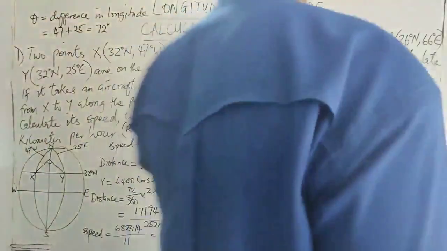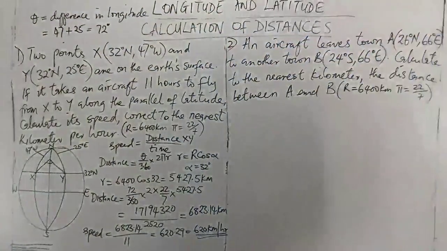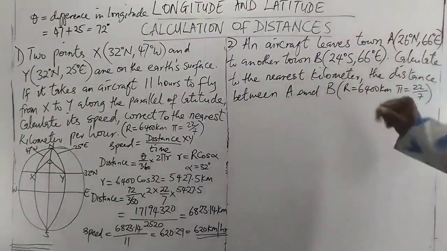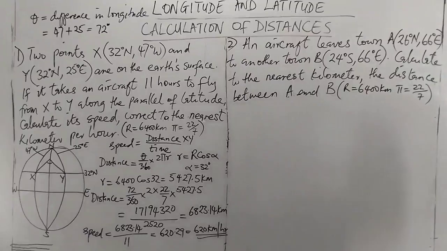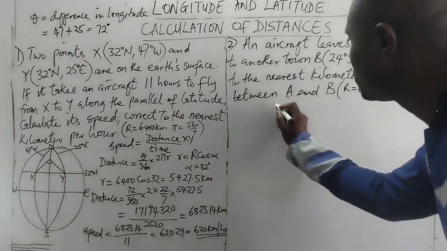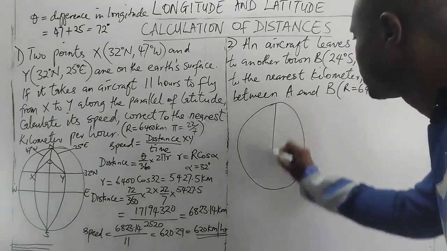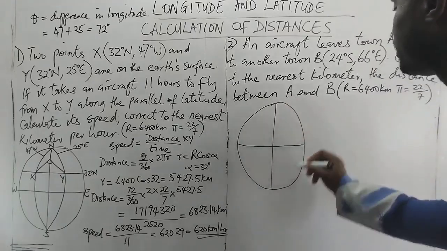The second question says an aircraft leaves town A, 26 degrees north, 66 degrees east, to another town B, 24 degrees south, 66 degrees east. Calculate to the nearest kilometer the distance between A and B. Radius of the Earth, 6,400 kilometers, pi, 22/7. Now, in this question, you need to, as usual, put up a sketch, put your poles.